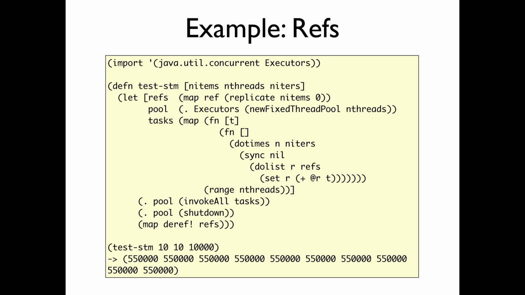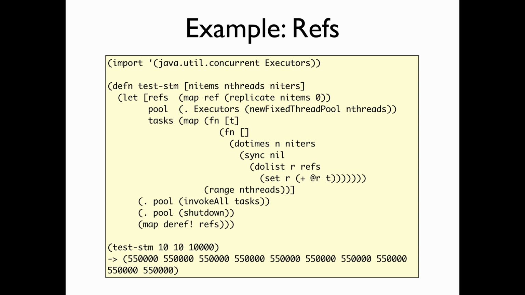They run in separate threads. We ask the pool to shut down. This invoke all won't return until the tasks have completed. And then we're going to map this dereference, which you're allowed to call outside of a transaction. All other operations on refs must be in a transaction or they throw exceptions. So you can't read a ref, set a ref, mutate a ref in any way, except in a transaction. The deref is the only thing you're allowed to do to a ref outside of a transaction. It basically says, give me a wild look at the latest value, no matter what's happening.